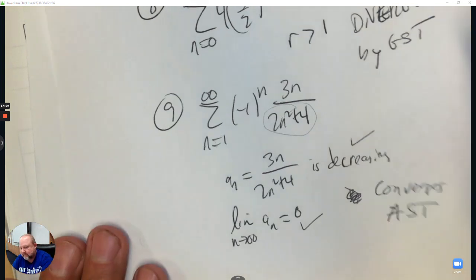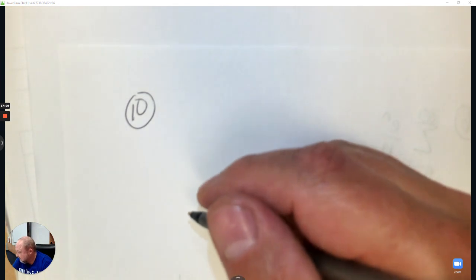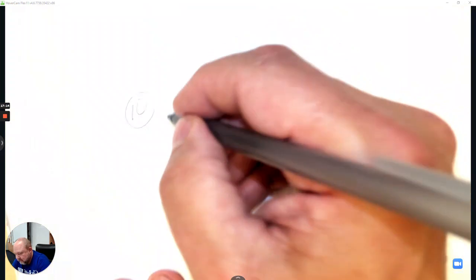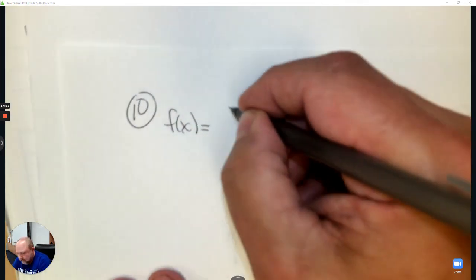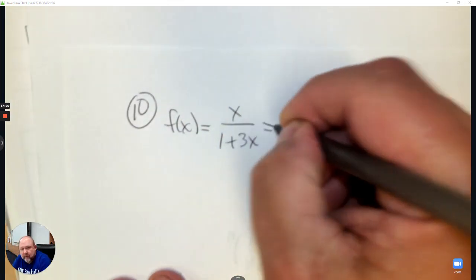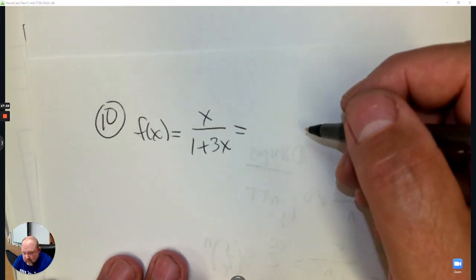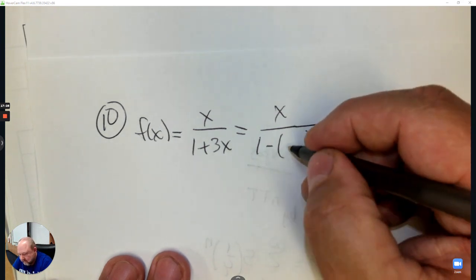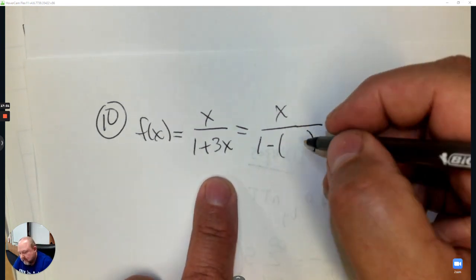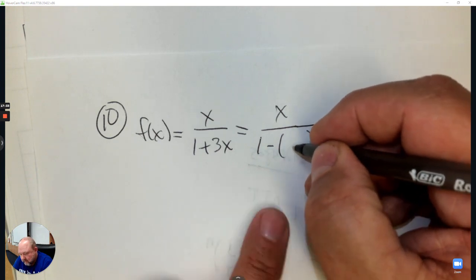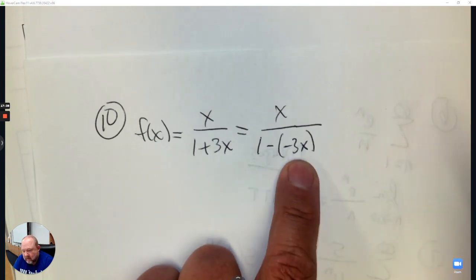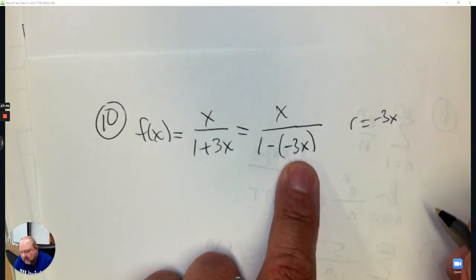Number 10. I should remind you, you should try it first. Show 4 terms and a general term of the geometric power series. All right, so step 1 is to find the ratio by putting it in this form, 1 subtract. So for this to work, it needs to be 1 subtract. So the common ratio is negative 3x.